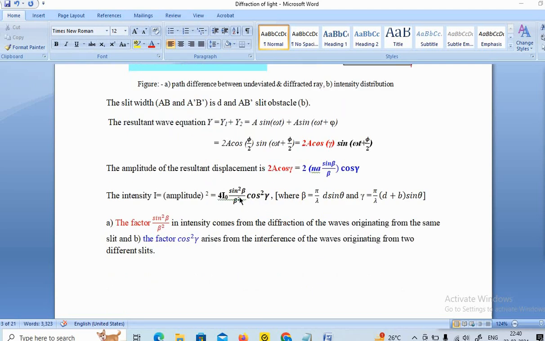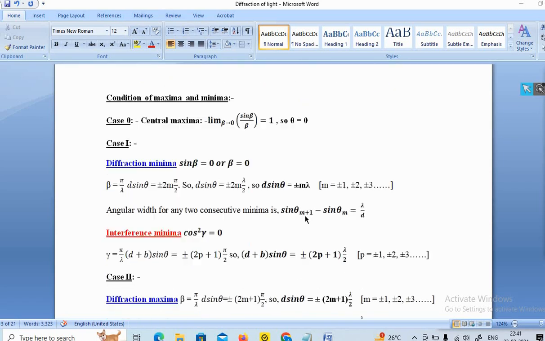The intensity distribution is given by 4 I0, where I0 is equal to (n a) whole square. N is the number of secondary light sources and a is the amplitude of each individual secondary wave. Then it becomes sin square beta by beta square and cos square gamma. Sin square beta by beta square appears due to diffraction and cos square gamma appears due to interference.